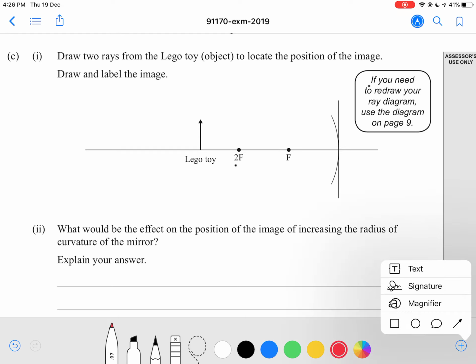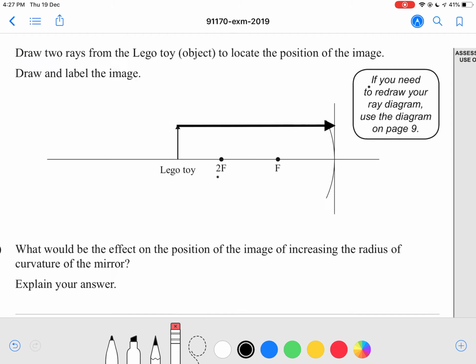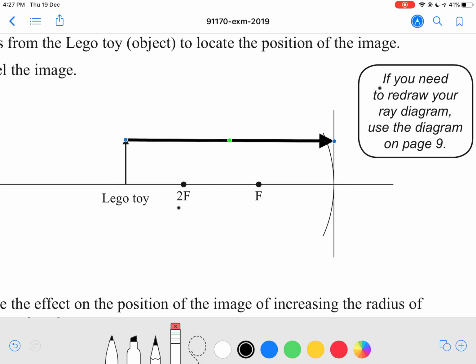So the two rays that I find are the easiest to use are a ray that's traveling parallel to the principal axis, and one ray that goes directly through the principal axis. There are so many different rays you can do, but the ones I find easiest would be a ray traveling parallel to the principal axis. So it should look something like this. It might not look very good because it's on a digital iPad.